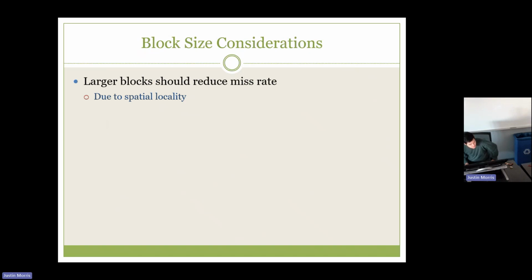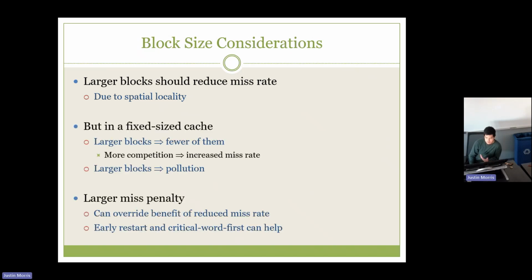So some considerations to make when designing a cache. Larger blocks should reduce miss rates because of spatial locality. But in a fixed size cache, larger blocks also means fewer indexes, right? So there's more competition between addresses to fight for those spaces in the cache. So that means increased miss rate. So there's kind of this fight.